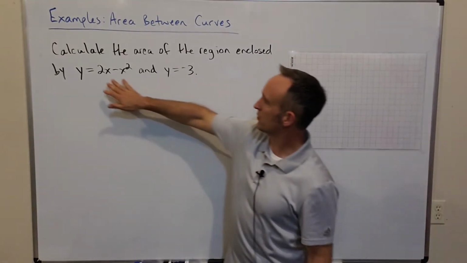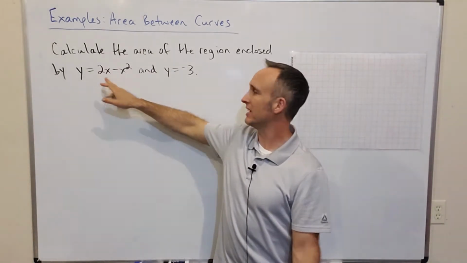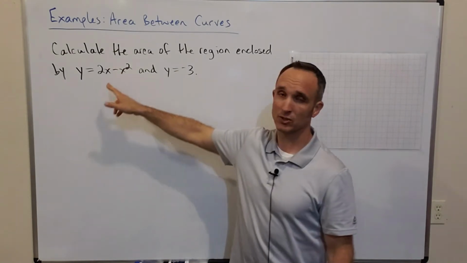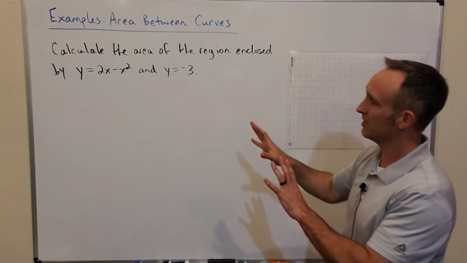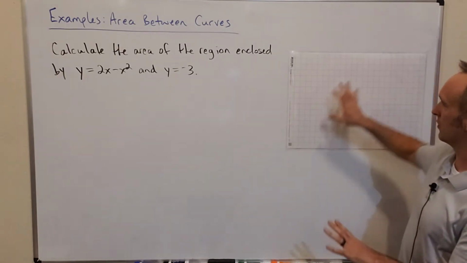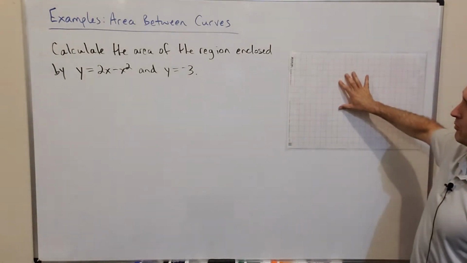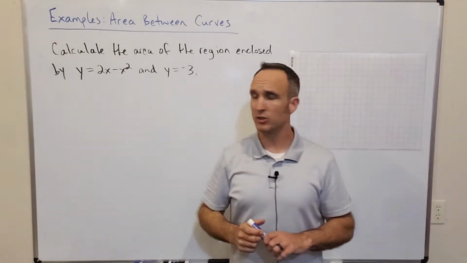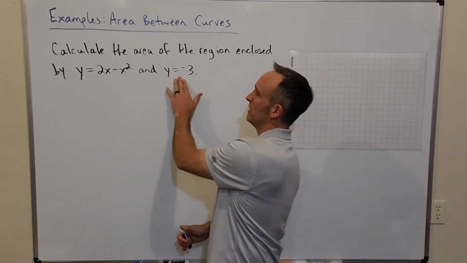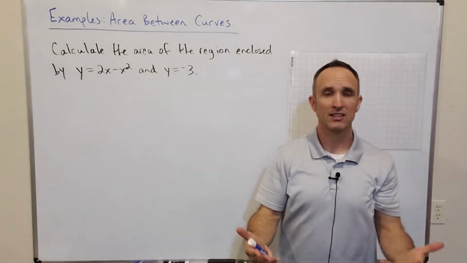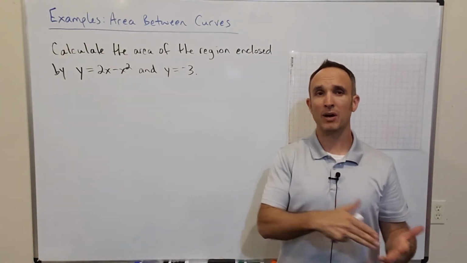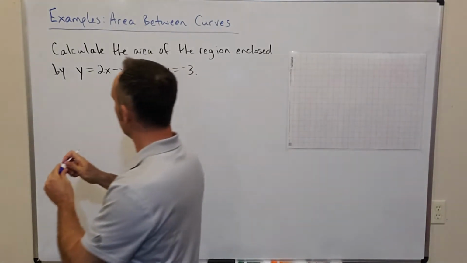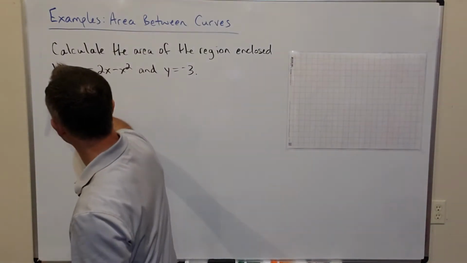Now, we know that this first curve is a parabola because of the x squared, and we know it opens downward because of the negative in front of the x squared. We're going to have to get a decent graph of these curves so we can visualize the region that we want the area of. Since these two curves enclose a region, they have to intersect. So before you start graphing, it might be useful to figure out where they intersect so you know where to focus your graph.